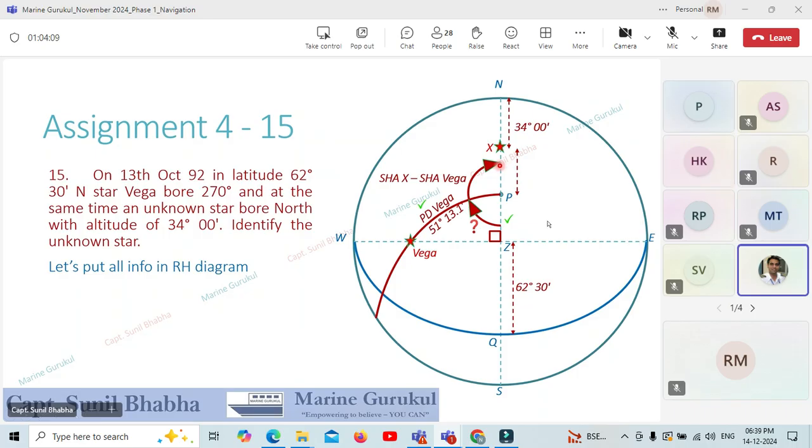Okay, beta. This angle November Papa Vega is basically the R angle between Vega and the star. Do you agree? Yes, sir. Okay. Let's say this angle is 60 degrees. Now, whatever is the SHA of star Vega, the SHA of star X will be 60 degrees more than that, because this is the difference between Vega and the star, na? Okay. Let me find out the declination.